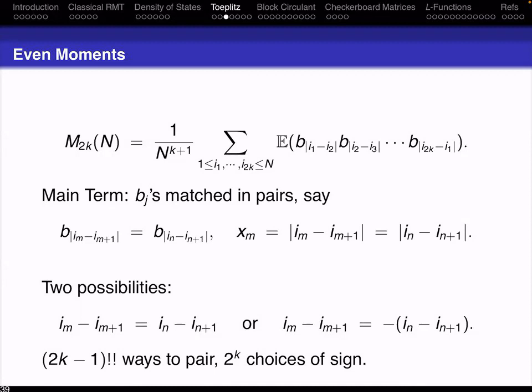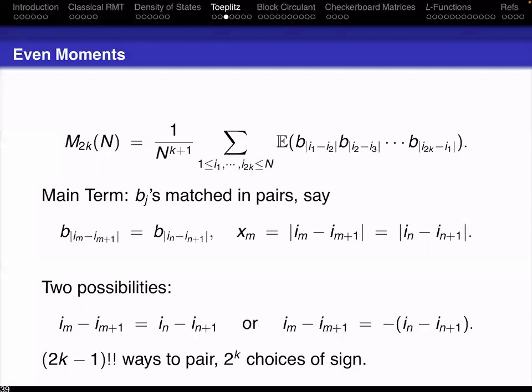2k minus 1 double factorial. It's on the board, right? Where have we seen 2k minus 1 double factorial before? Yes, it was on a homework. On the midterm, I love 2k minus 1 double factorial. It's one of my favorite double factorials.